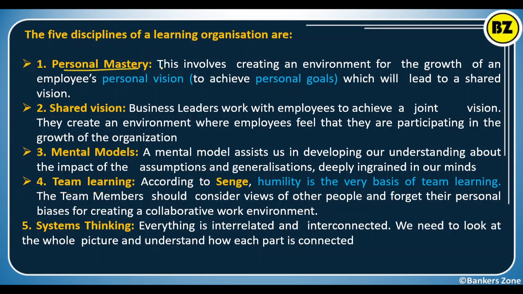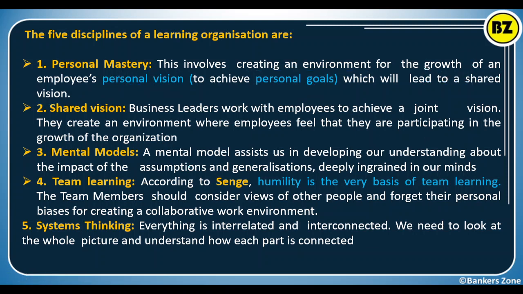Personal mastery means what? This involves creating an environment for the growth of an employee, a personal vision to achieve the personal goal, which will lead to the shared vision. So very simple, there should be an environment in the organization which will help to grow the personal vision of the employee. And how will the personal vision grow? Obviously, if he achieves his personal goal, and that personal vision will then lead to the shared vision of this bank.